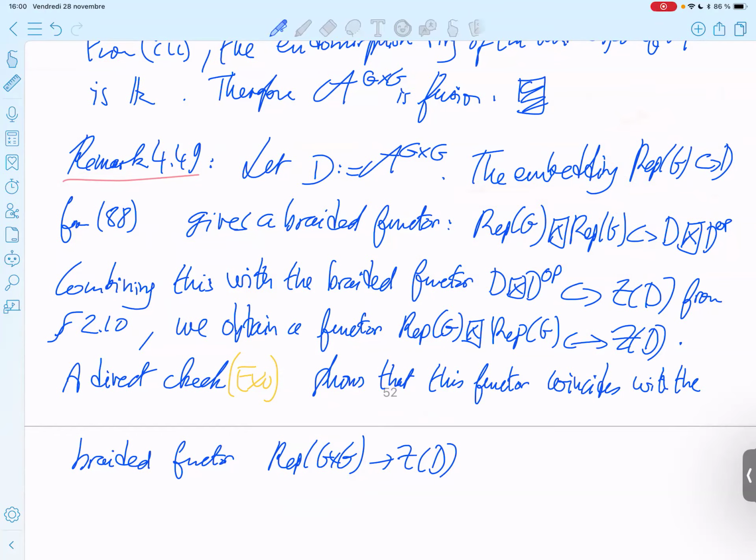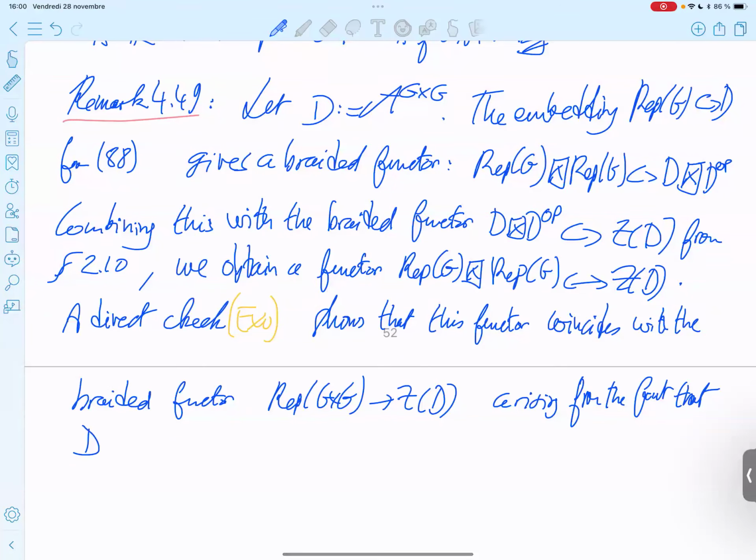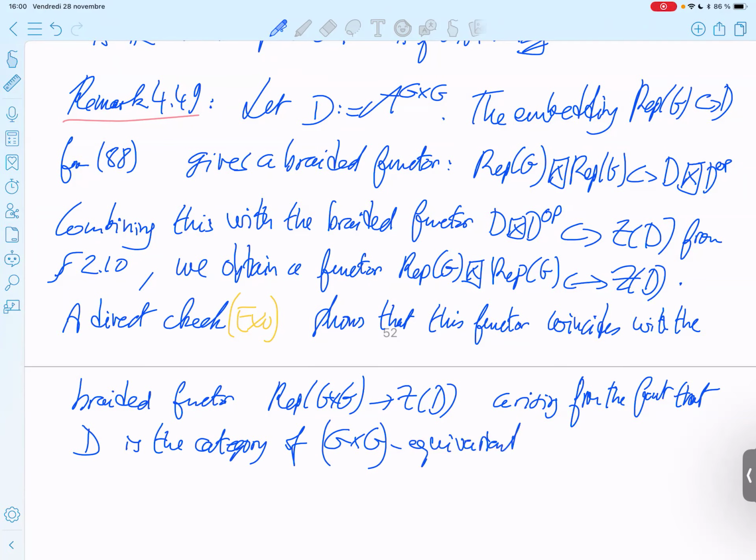So as I said, this arises from the fact that D is the category of G cross G equivariant objects. It is the category of G cross G equivariant objects.